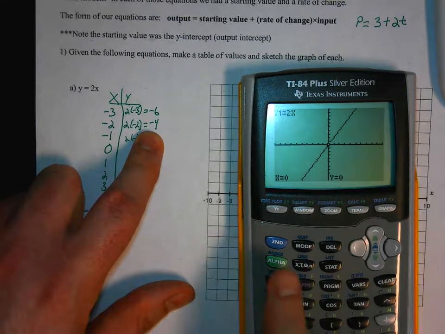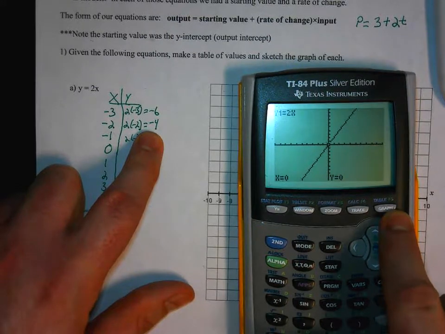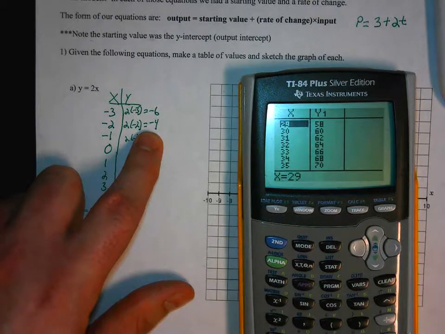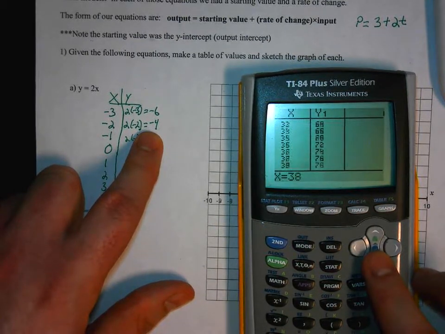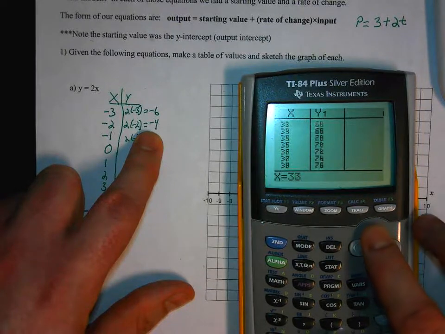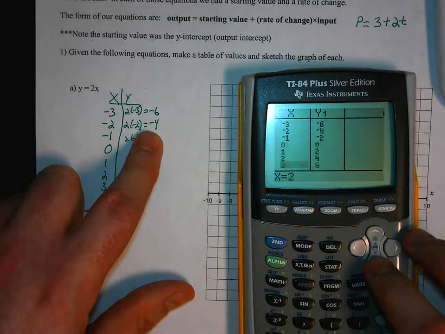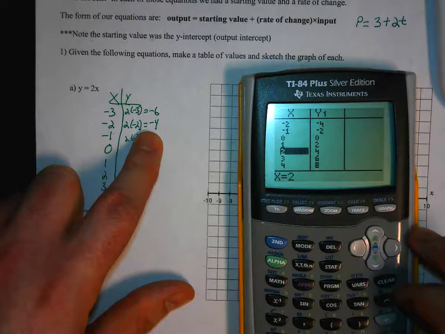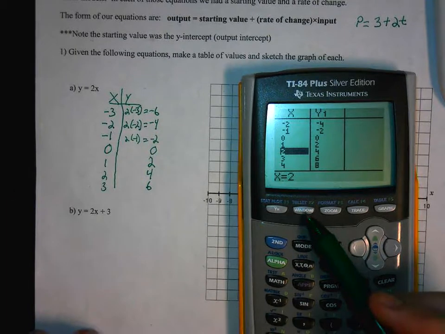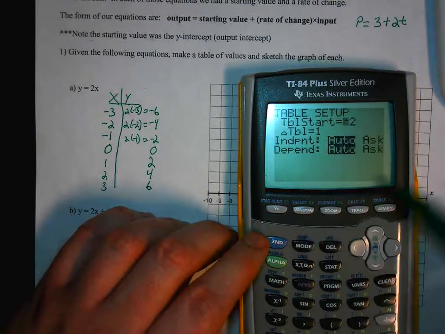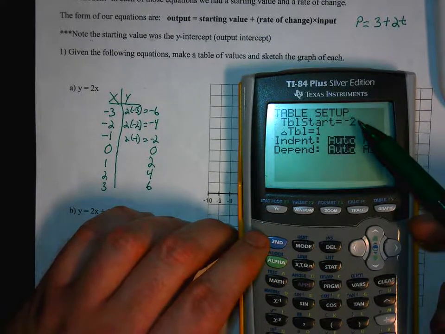Okay, now, another way to get your table is, see above graph how it says table in blue? If I do second graph, it'll take me to a table of values. Now I have values that are higher in there from a different problem that I did. But again, if you scroll up or down, then you can get the values that'll fit in the grid there. Now notice how above window it says TBL set.